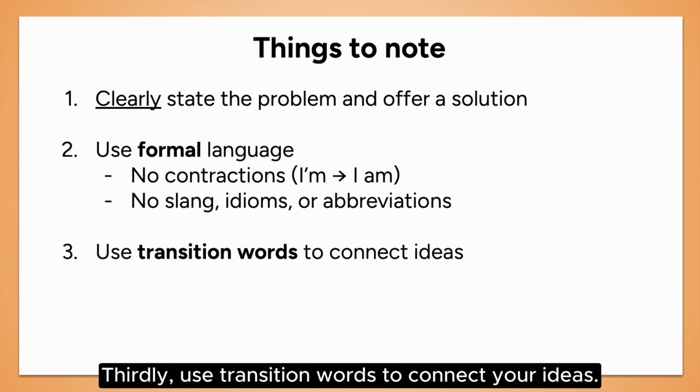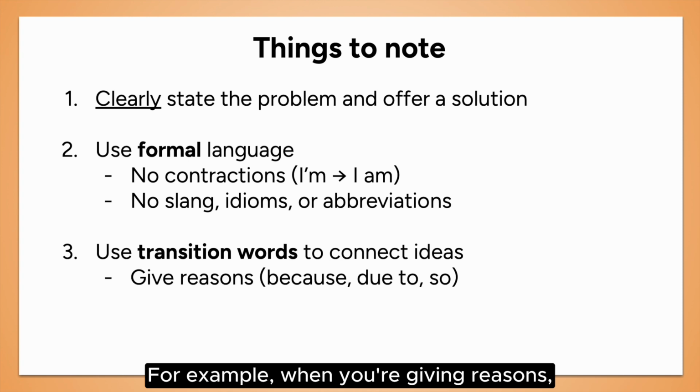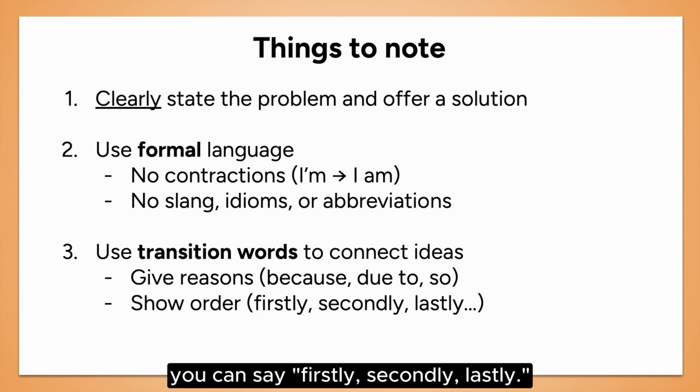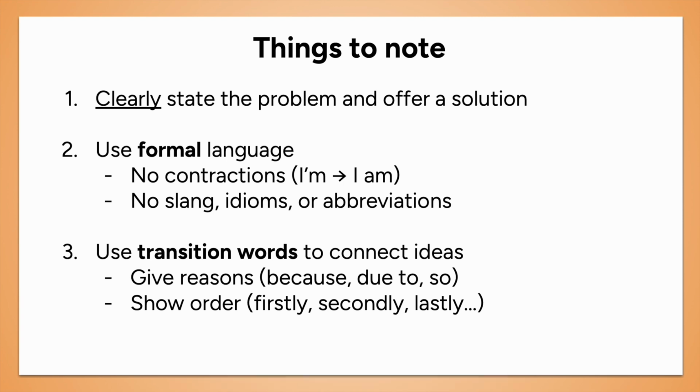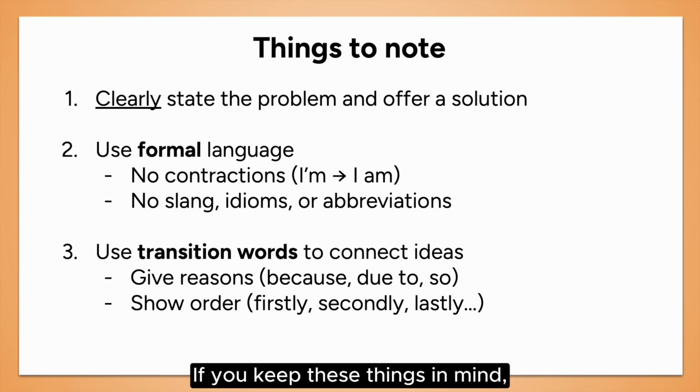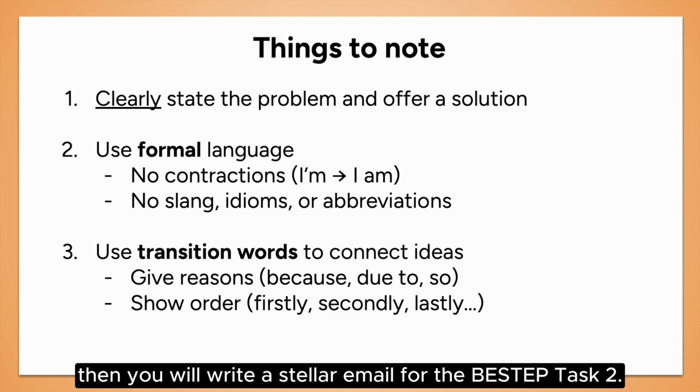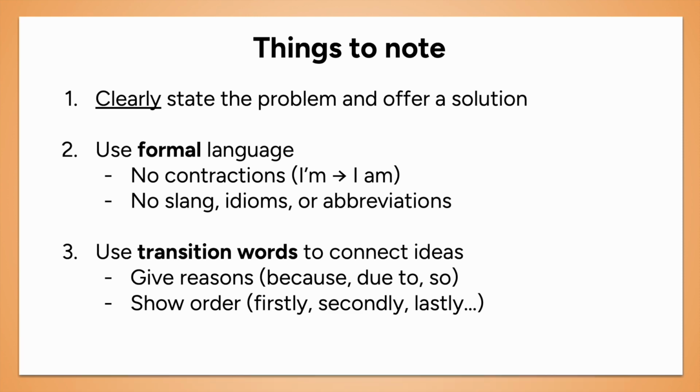Thirdly, use transition words to connect your ideas. For example, when you are giving reasons, use words like because, due to, so. And when you are listing suggestions, you can say, firstly, secondly, lastly. If you keep these things in mind, then you will write a stellar email for the Best Step Task 2.